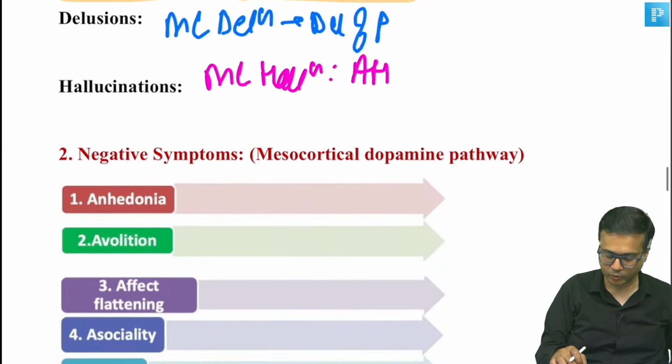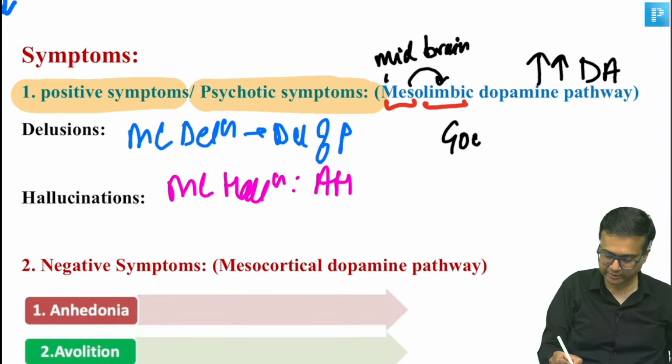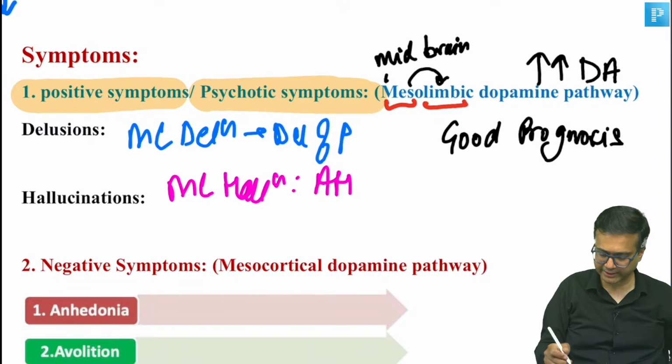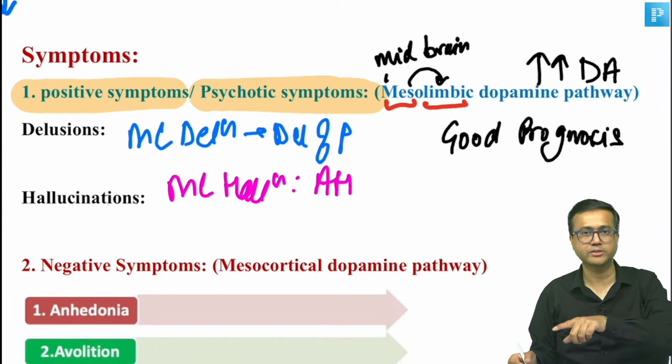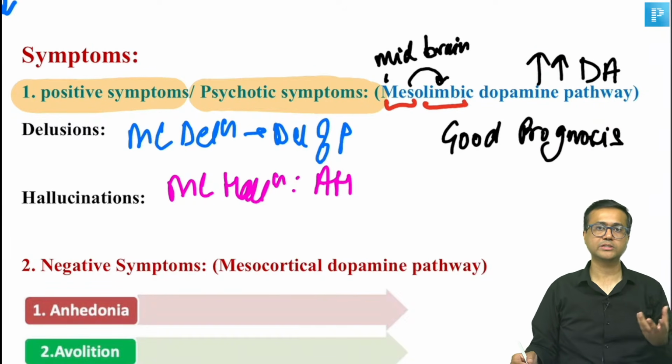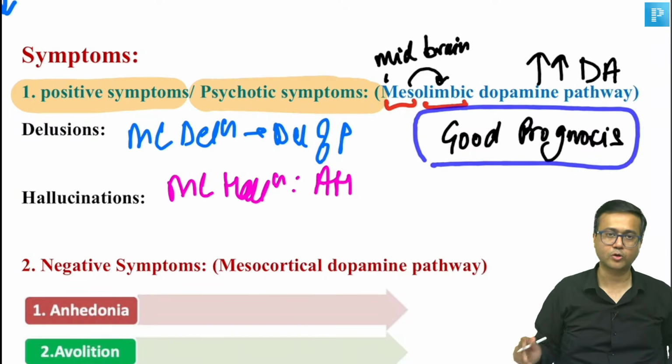Next, please remember, beta, usually positive symptoms have good prognosis. When we are using antipsychotics, many of these antipsychotics we know have dopamine antagonism. So you will see that a lot of these drugs show good response to positive symptoms. So it has a good prognosis.